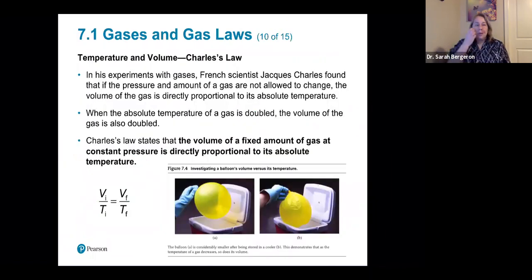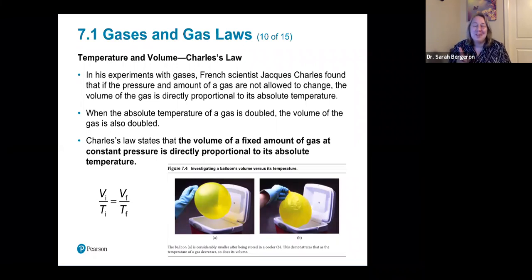All right, the next one is Charles's law, and Charles's law relates temperature and volume. When I think about Charles's law, I do think about my son because he's Charles, but that's not why I named him that, FYI. It was my grandfather's name. So family name, not a science name.